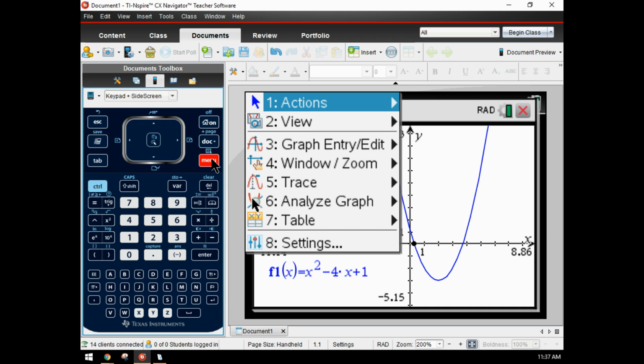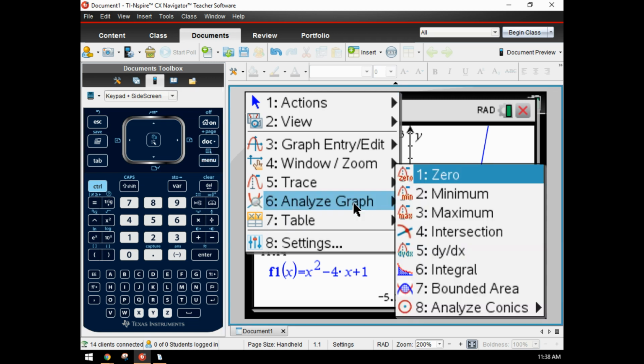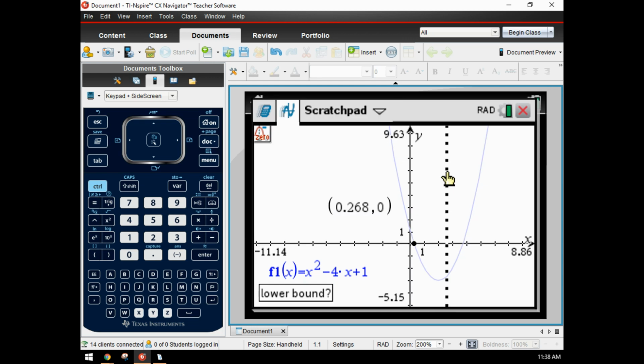So that only gave us one of them. So do analyze graph again, and we've got to do the same thing for this other 0 on the other side, since we have 2 of them. If we only had 1 of them, we'd only need to do it once. Yeah, I did that one on accident first.